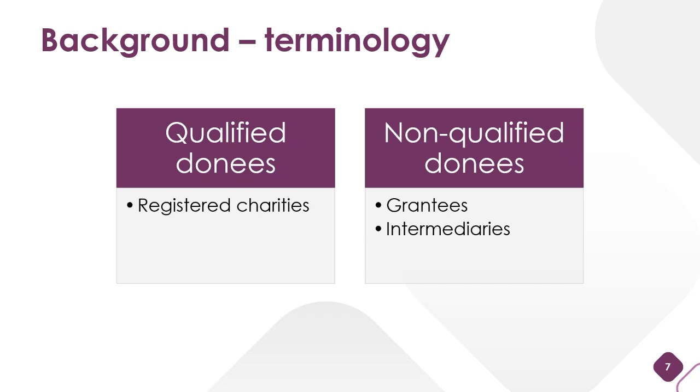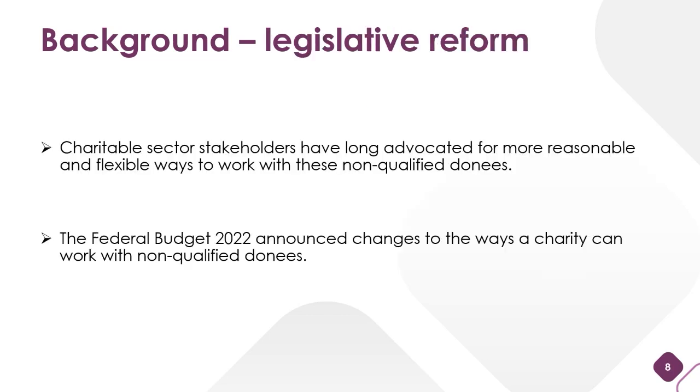Intermediaries and grantees are both types of non-qualified donees, and we will talk more about these in a moment. As you may be familiar, there are many organizations that are doing good work that are not qualified donees. The charitable sector has been advocating for a long time for more reasonable and flexible ways for charities to work with non-qualified donees. Budget 2022 announced changes to the way a charity can work with non-qualified donees.